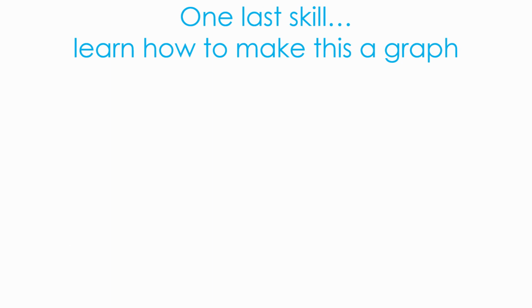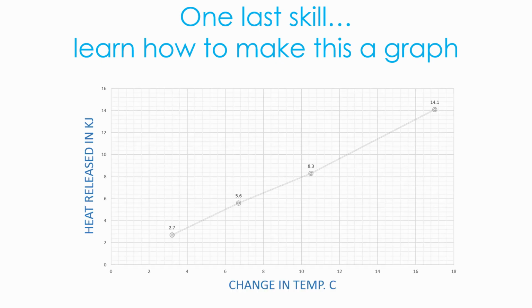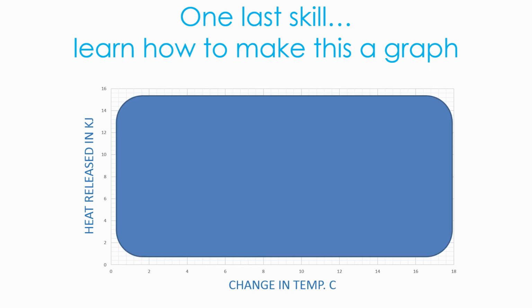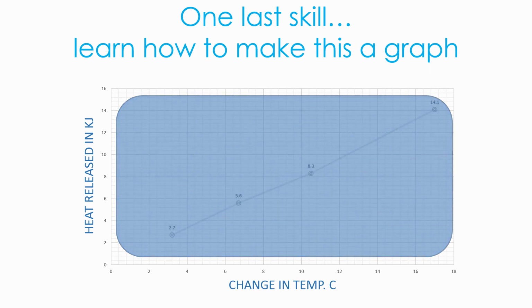Now, one last skill. If we had to graph this, our x-axis would be the change in temperature and the y-axis would be the heat released in kilojoules, so it would look like this. Now, please graph the foods listed in Table 1. Put me on pause and draw it out. See if it looks like mine. Okay, did it look like mine? Did you place your dots on the graph and connect them? If so, it should look like this, a line going up.